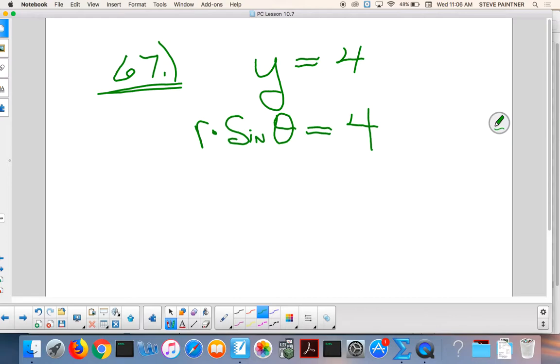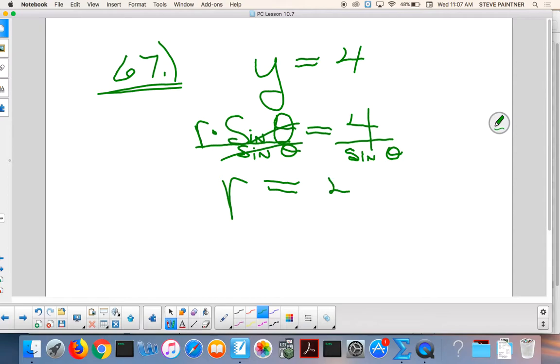But remember in my slide I said, in these kinds of problems, would you please solve for r? So now, Peyton, what do you do? I divided by sine theta on both sides. Okay, and canceled out sine theta. Got r equals 4 over sine of theta.